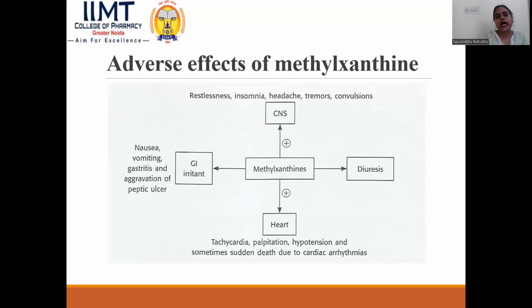Next, the adverse effects of methylxanthines: on the CNS, it causes restlessness, insomnia, headache, tremor, convulsion. On the gastrointestine, it is an irritant, causes nausea, vomiting, gastritis, and aggravation of peptic ulcer. And on the heart, the adverse effects are tachycardia, palpitation, hypotension, sometimes sudden death due to cardiac arrhythmias.